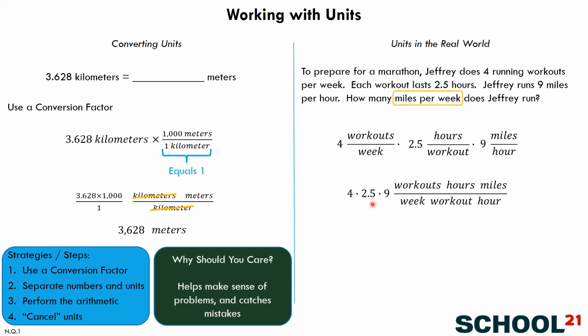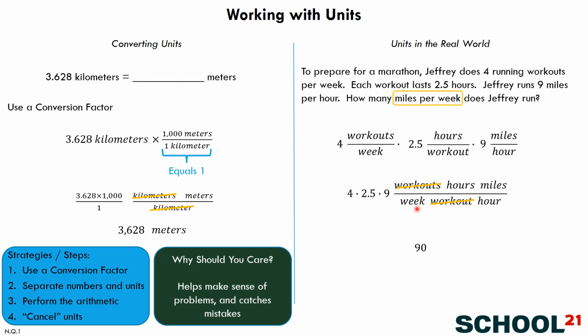Now, let's first do the arithmetic over here. So this might be a little bit hard to do in your head, but 4 times 2.5, what's 2 times 2.5? 5. So 4 must be double that. So what's double of 5? 10. So 4 times 2.5, that's 10. And then what's 10 times 9? 90. Okay. You could also use a calculator if you wanted for that, but you could probably do that one in your head as well. So there's 90.